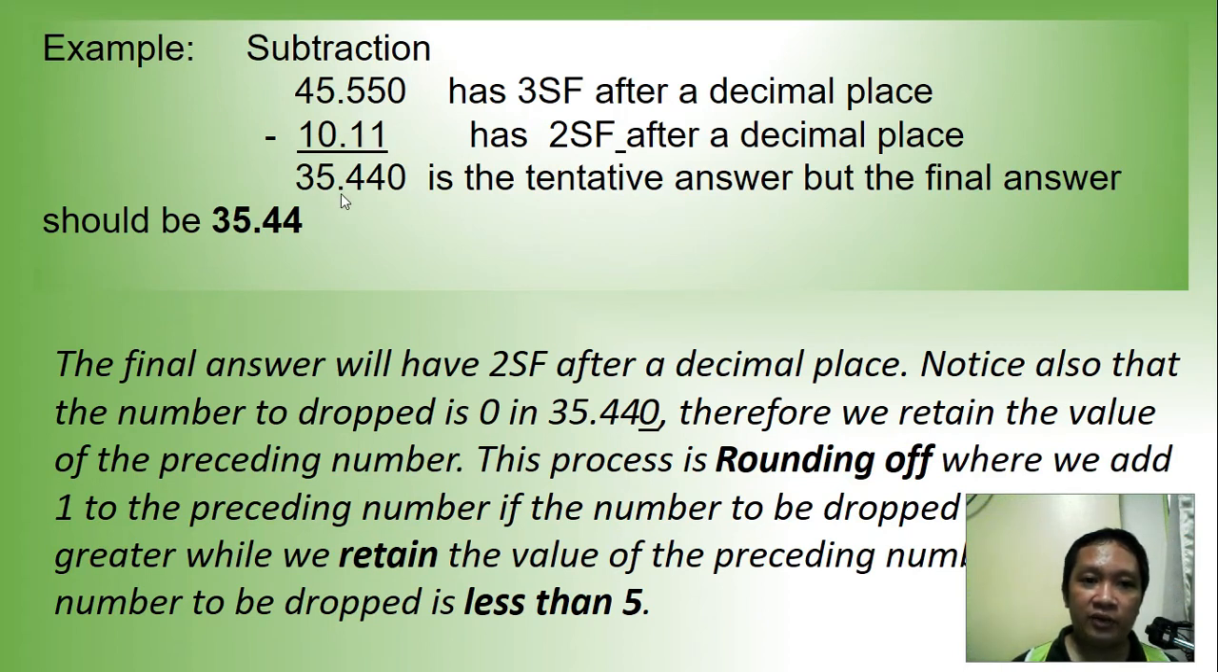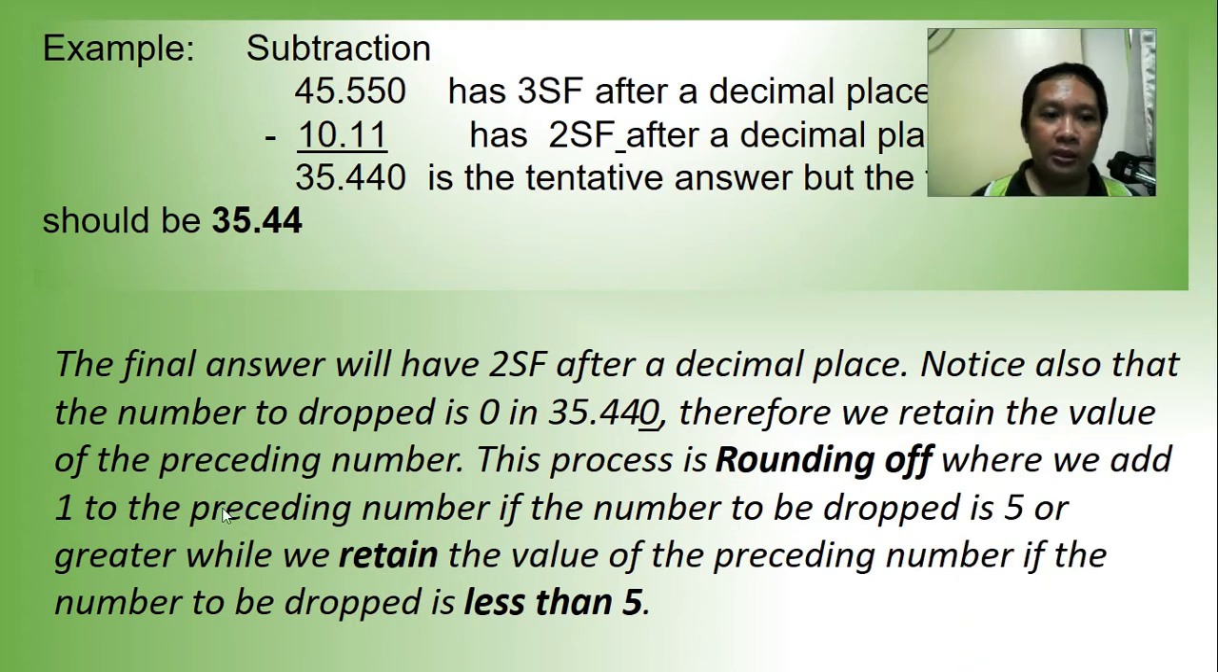So if we have 35.440, we should drop 0. So this is considered to be the tentative answer, but the final answer should carry with it only 2 significant figures after the decimal point, similar to the given with the least number of significant figures after the decimal place. Okay, so the final answer will have 2 significant figures after the decimal place. We have 4 and 4.